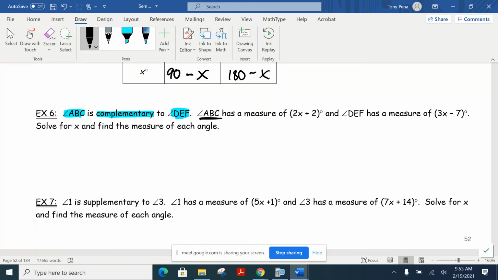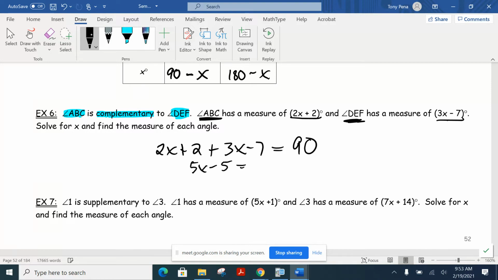Well, here is ABC. That's 2x plus 2. Here is DEF. That's 3x minus 7. So when you were told that they are complementary, that means they should be added up, and we know that they must equal 90 degrees. Here's our equation that we need to be pretty efficient at. So combine your like terms.